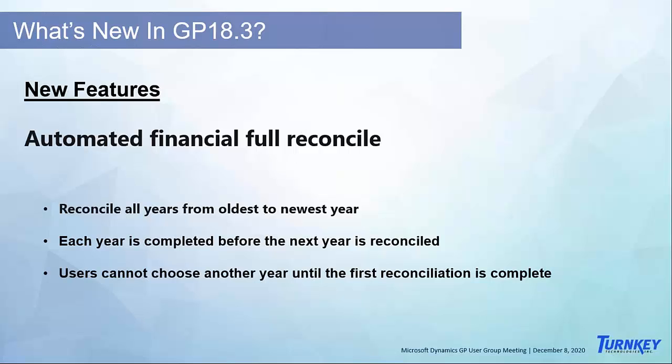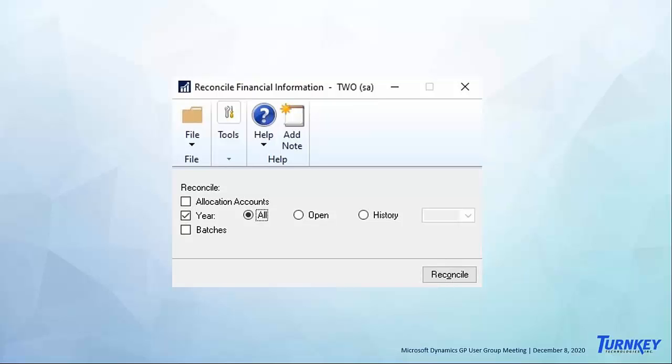So what you would do is go, again, to the financials homepage. Go to Utilities, select Financial, and then Reconcile. And then you see there's now an All button. So if you choose that All button for all years, they'll be reconciled from the oldest year to the newest year. And again, remember, prior to this new feature, users would have to reconcile 1 year at a time. That I think will be very beneficial.